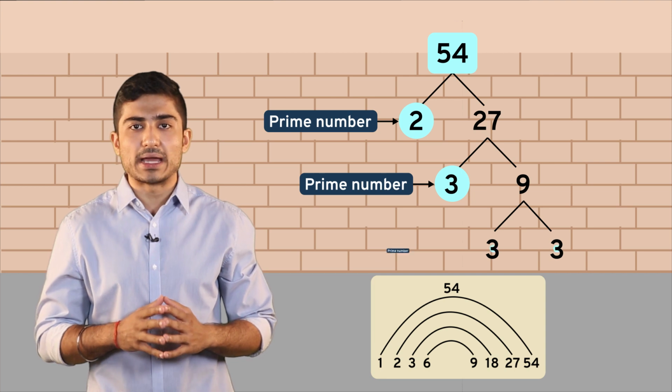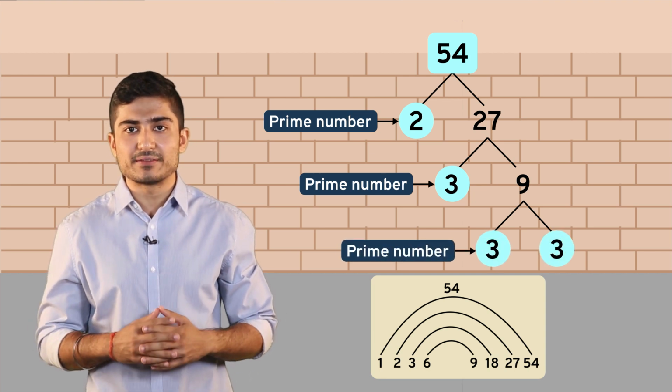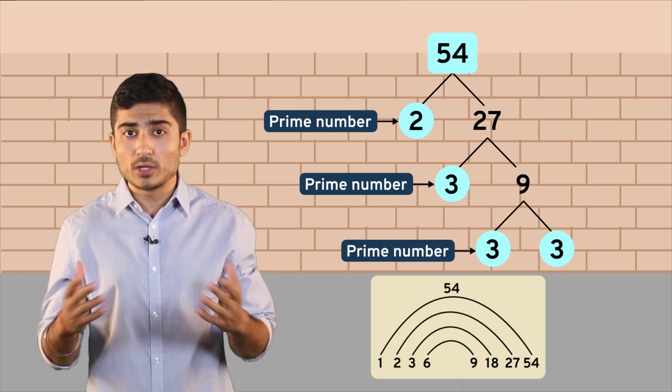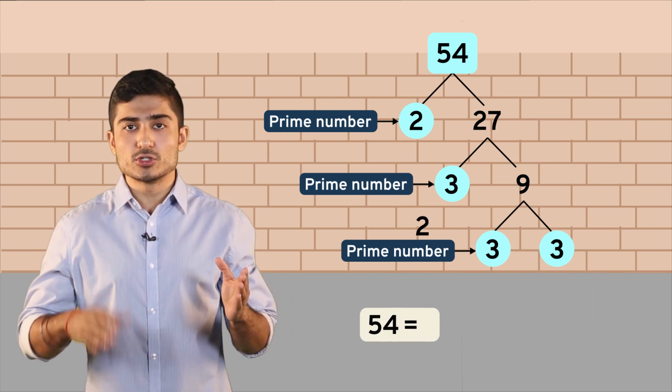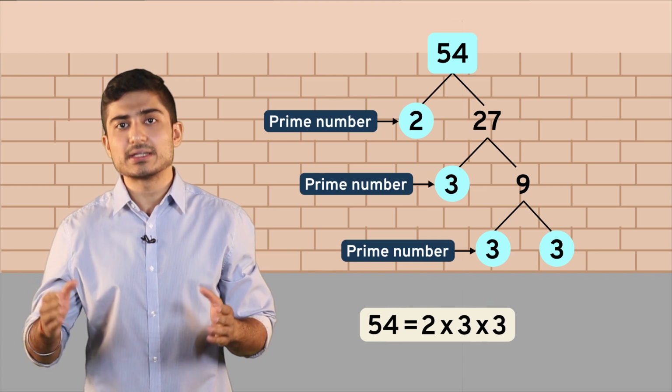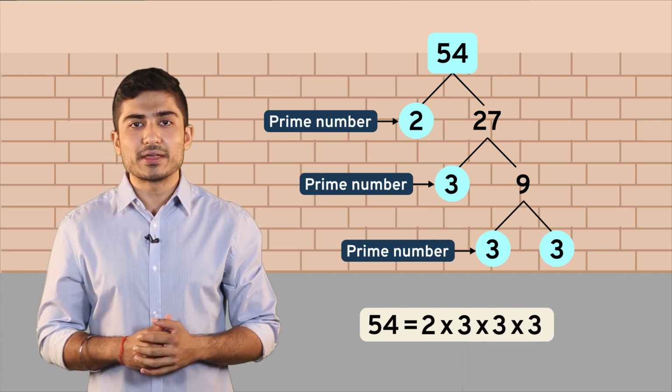Now we have all the prime numbers at the end. We can represent 54 as the product of all the circled prime numbers. So 54 is equal to 2 times 3 times 3 times 3. This was one method of prime factorization.